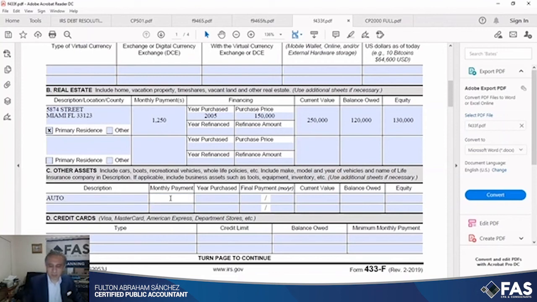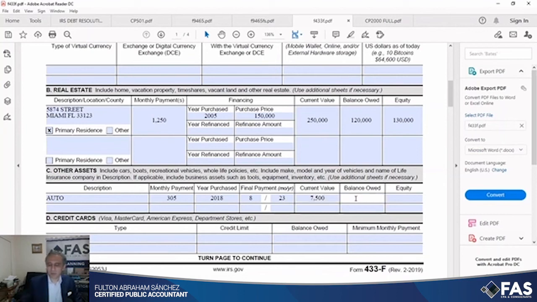Monthly payment, I'm going to say 305. Year purchase 2015. Final payment, I'm going to say 2018. Final payment, it will be 2023. Oh, final payment, sorry. Final payment month, it will be 08, year 2023. Current value, I'm gonna say 7,500.